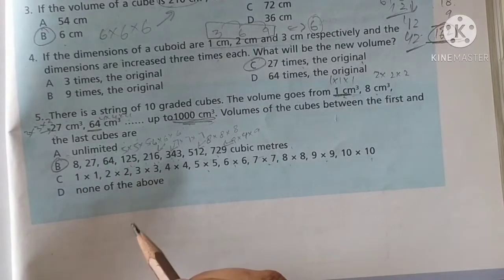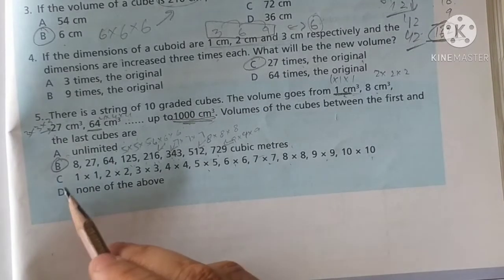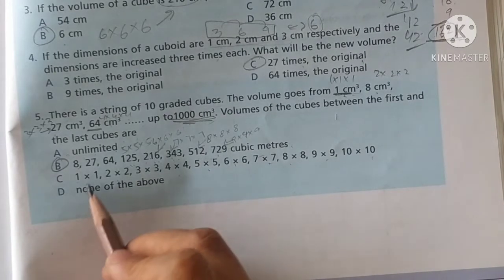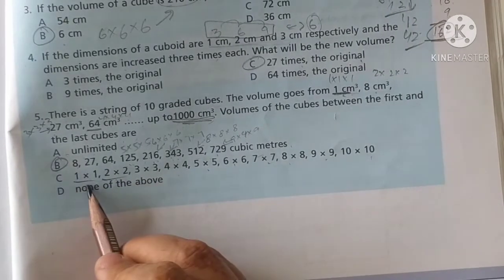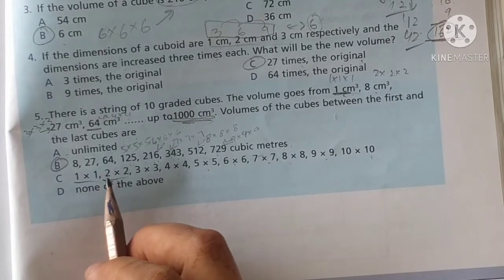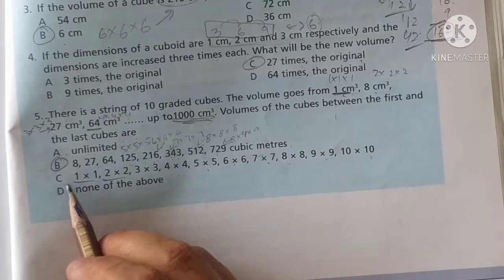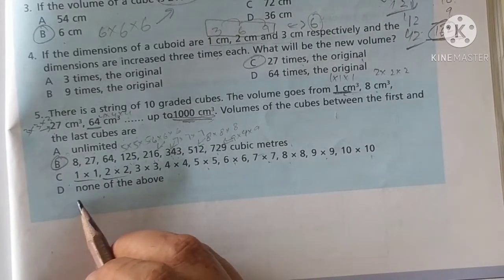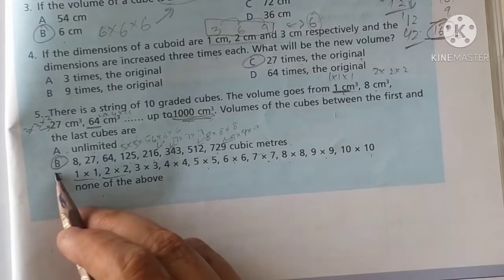Okay. Now we will discuss the other options also. 1 multiplied by 1, 2 multiplied by 2, 3 multiplied by 3, 4 multiplied by 3. Dear students, this is a 2-dimension value. But we know that volume is a 3-dimension value, so it is not a correct answer. Now next is none of the above, so it is also not a correct option. So the correct option is option B.